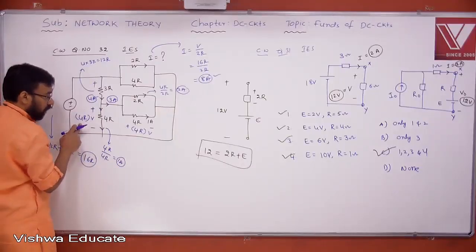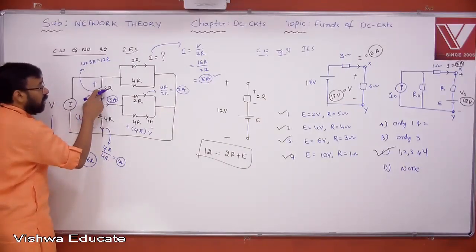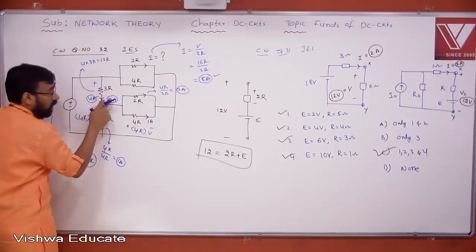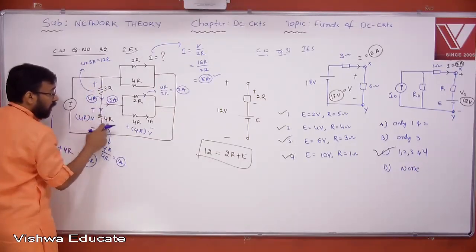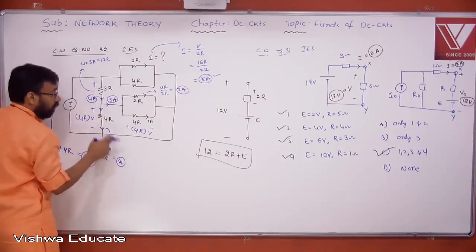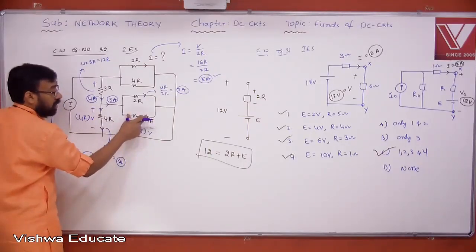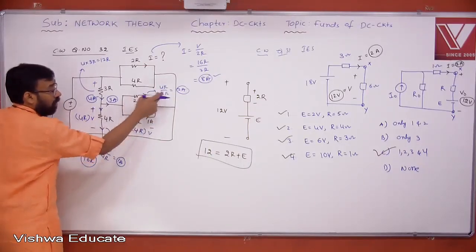Now you know the voltage here. Next, we need to find the voltage here. To find the voltage, you must require the current here. To find the current here, you must know the current here and here. You already know the voltage. Therefore, 4R by 4R will give you 1 ampere. To find the current here, 4R is the voltage here, right? And 4R by 2R will give you 2 ampere.